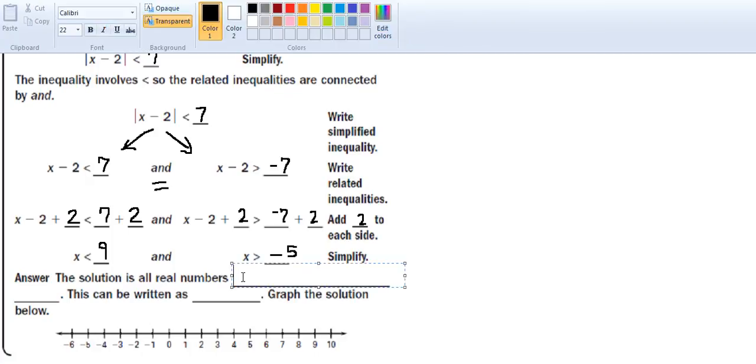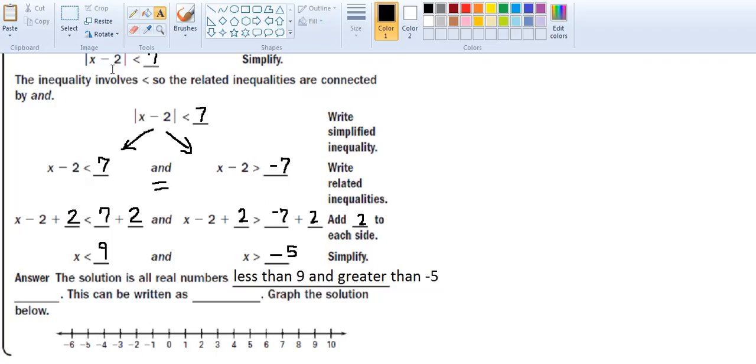The solution is all real numbers less than 9 and, and's the key word there, greater than negative 5. Okay, how we are probably going to write this maybe a couple different ways, but we'll write the easy way first, or the kind of simplified way first. We're probably going to write it something like this.